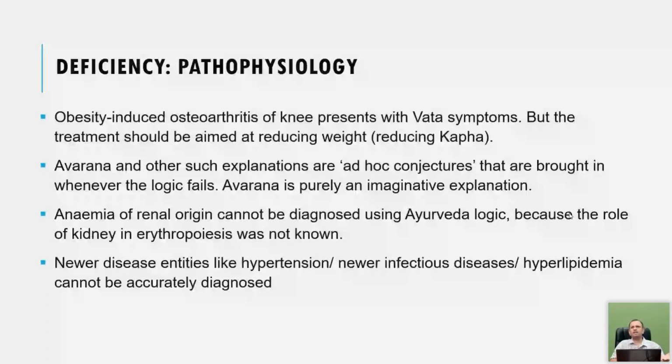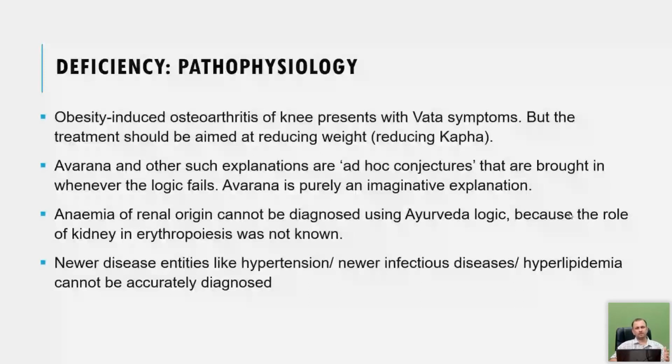Avarana is purely an imaginative explanation. Similarly, another example could be taken of anemia of renal origin. Because the ancient scholars did not know the role of kidney in erythropoiesis, hence, by using the Ayurvedic logic, the role of kidneys in anemia cannot be ascertained. So it cannot be diagnosed through Ayurvedic logic.